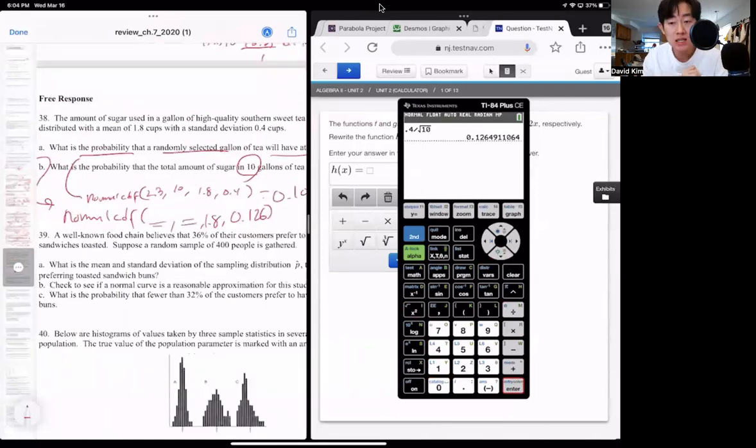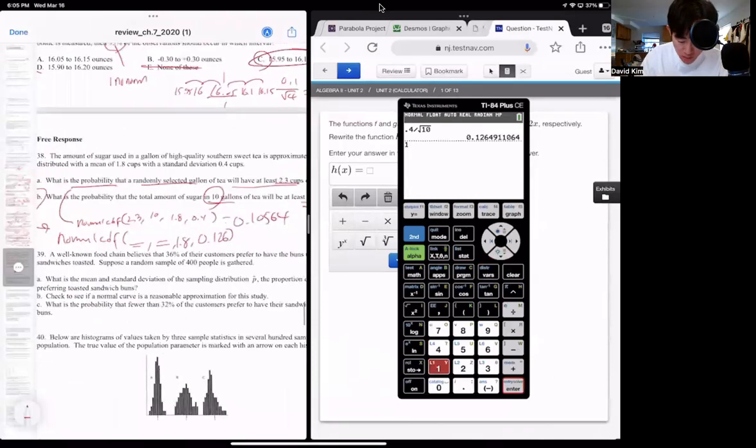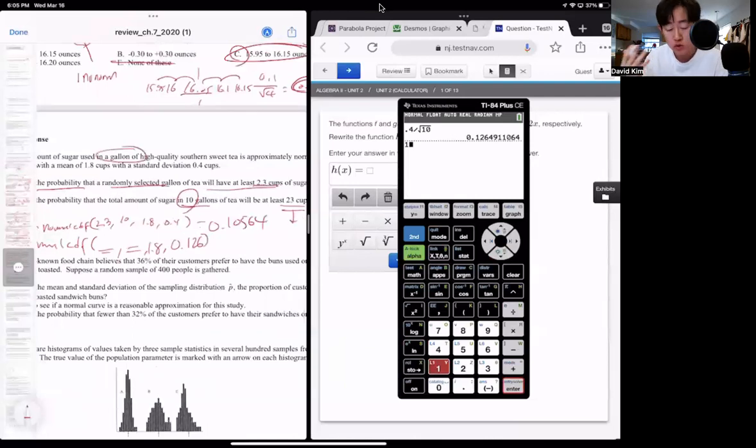Now, for the lower and upper boundary for this, we're talking about at least 23 cups, given the number of gallons of tea to be 10. But that is 23 cups from 10 gallons and not 1 gallon. And that's what we're talking about here: the amount of sugar per gallon of sweet tea. So 23 cups in 10 means 2.3 in 1 gallon. So that will be the same as before.